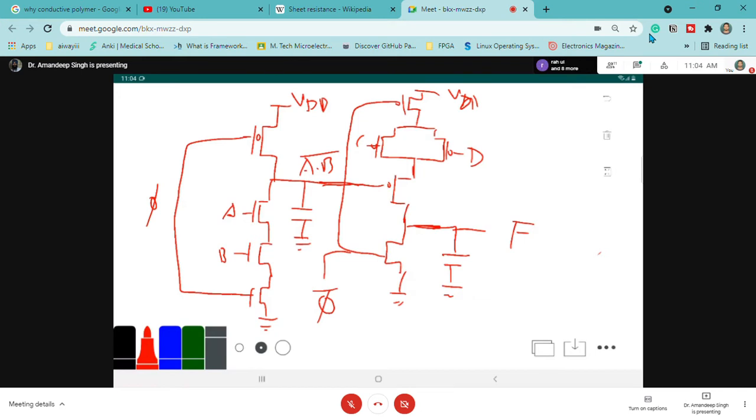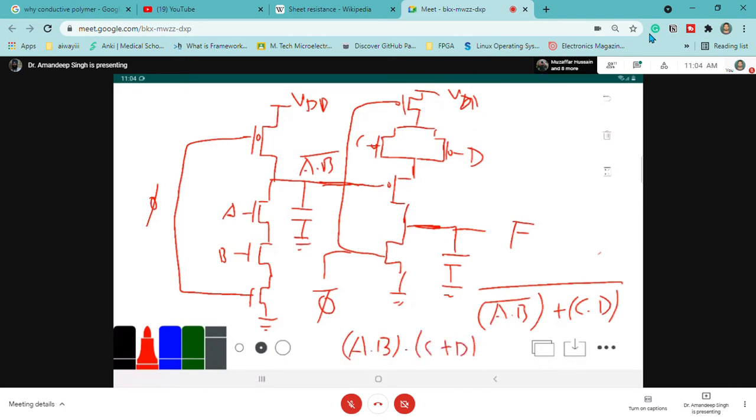So you can see that it is basically A dot B bar plus C dot D, and lastly we take the bar. So when you open this, it will be basically A dot B into C plus D. So this will be your function. You can see that it is using 1, 2, 3, 4, 5 MOS for the logic implementation and 4 for the pre-charge and evaluate. Clear?